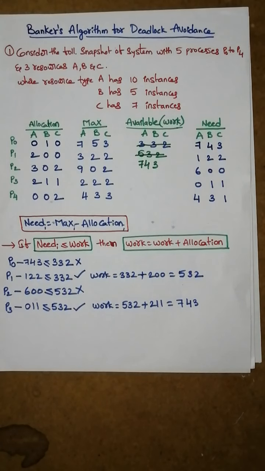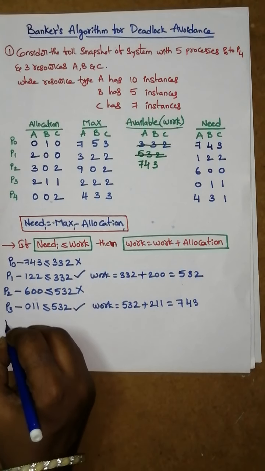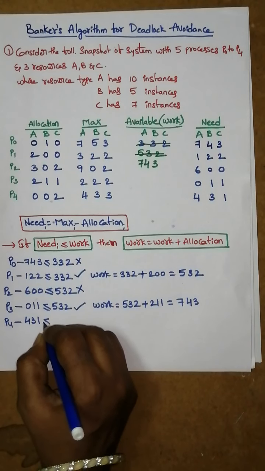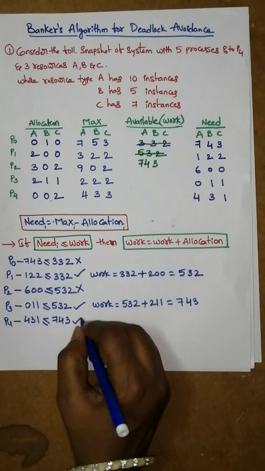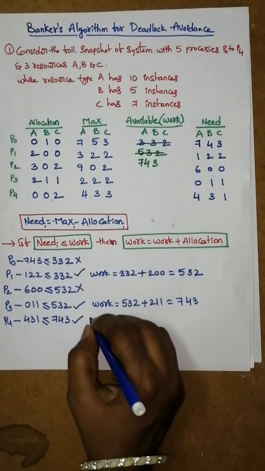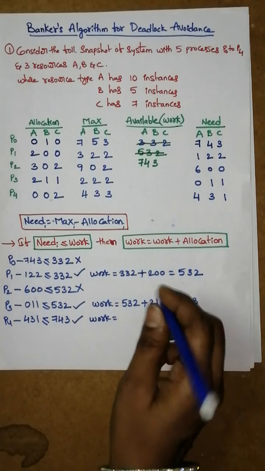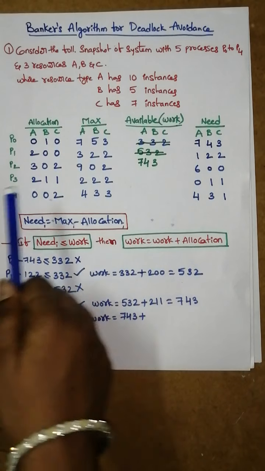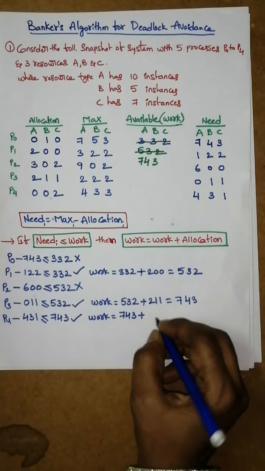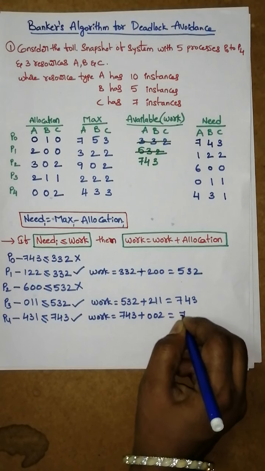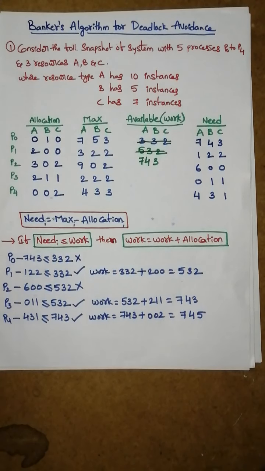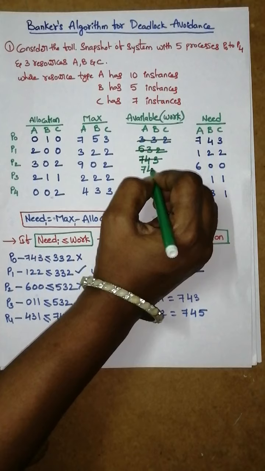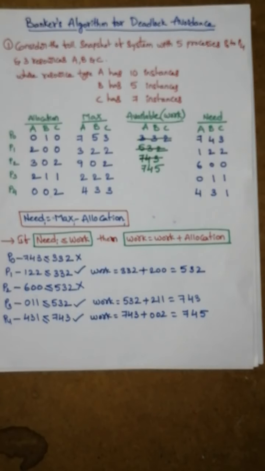Now 743 is available. Let's take the next process, that is P4. P4's need is 431. Is 431 less than or equal to 743? Yes. Since it is less, we have to update the value of work. Work is equal to 743 plus the previous allocation of P4, that is 002. So it is 745. Let's update the new available value to 745.